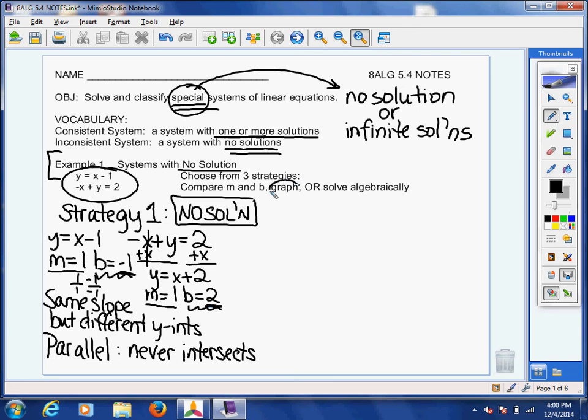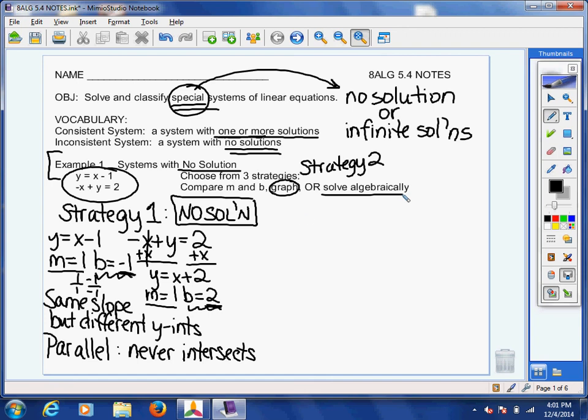So strategy 2, this is a strategy. They're not in order of importance, so I don't want you to think, oh, graphing should be my second option if I don't do the first option. That's not necessarily true. All right, let's look at this last option, solving algebraically. You spent the last 2 sections learning how to solve algebraically without graphing. That's using either elimination or substitution.